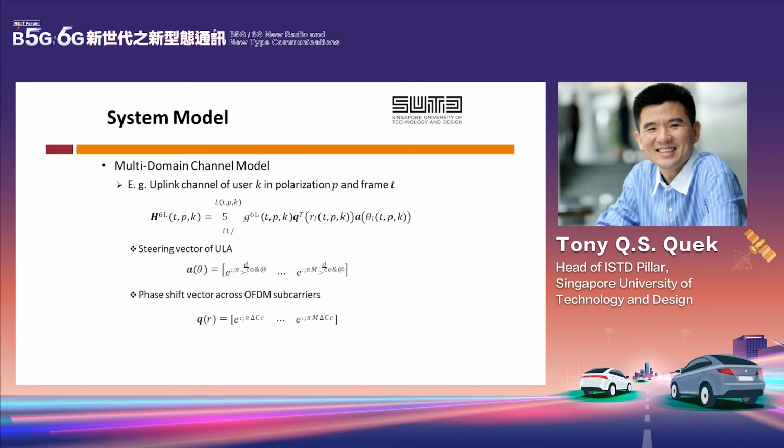So for the uplink channel of user K in polarization P and frame T, I can write my uplink channel model as follows. So this is my steering vector of the uniform linear array, the steering vector with respect to the angle. And this is my phase shift vector across the OFDM subcarriers, and this is my channel gain.